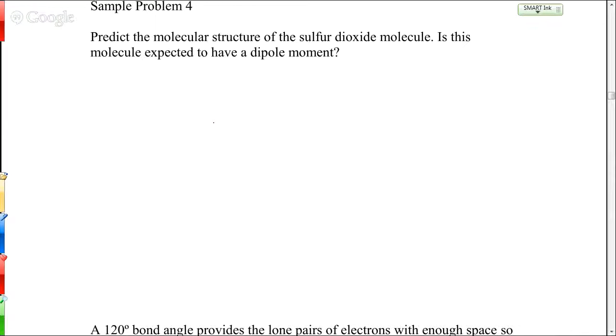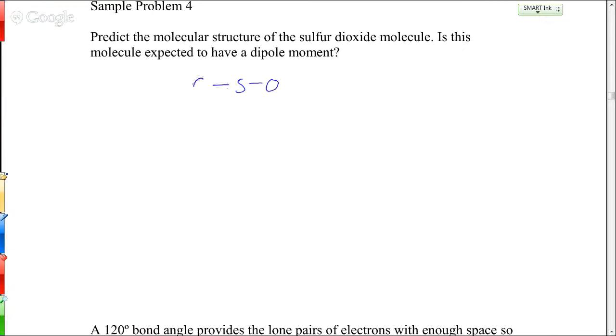So what do you got? What's the structure? Who says it's linear? Bent? Those are the only two choices for two atoms on the central atom, right? You can either be linear or it can be bent. The only way we can tell is by building a Lewis structure and determining if there's lone pairs on the central atom or not. So we've got sulfur dioxide.